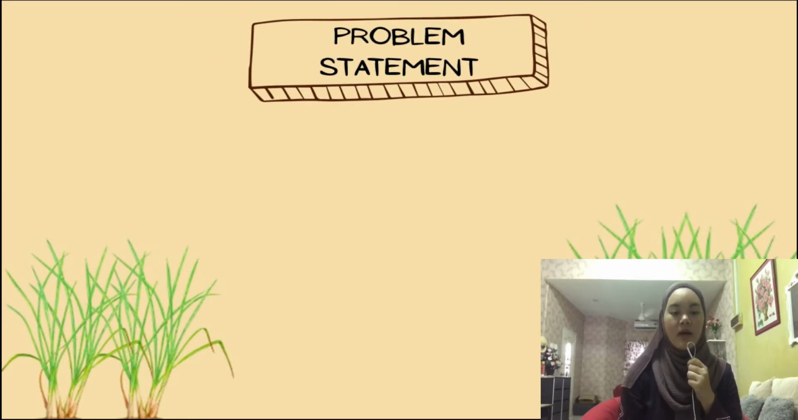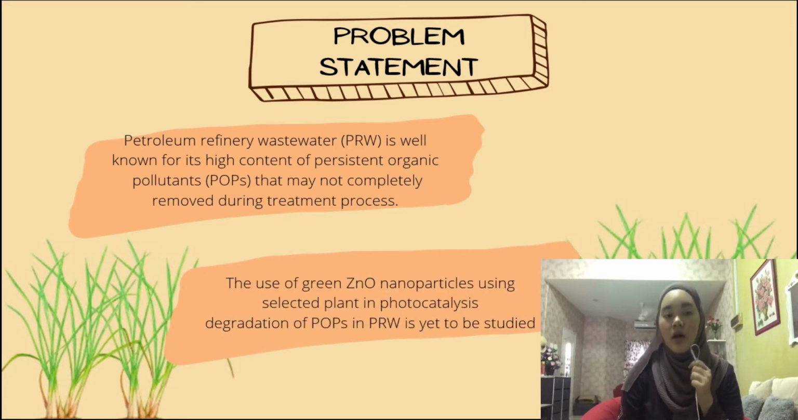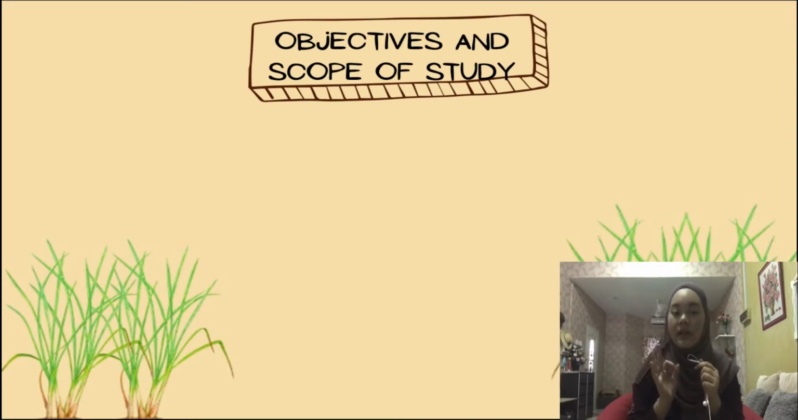Our problem statement is that petroleum refinery wastewater is well known for its high content of persistent organic pollutants, POPs, that may not be completely removed during the treatment process. Heterogeneous photocatalysis using zinc oxide nanoparticles has been vastly studied and confirmed to have the potential to completely degrade POPs in petroleum refinery wastewater. However, the use of green zinc oxide nanoparticles using selected plant in photocatalytic degradation of POPs in petroleum refinery wastewater is yet to be studied. We have three objectives and each objective has its own scope of study.